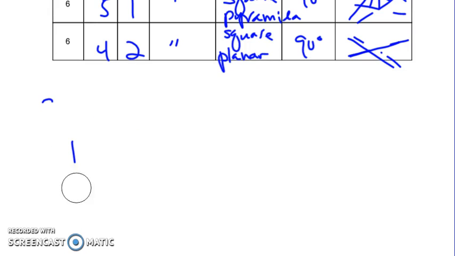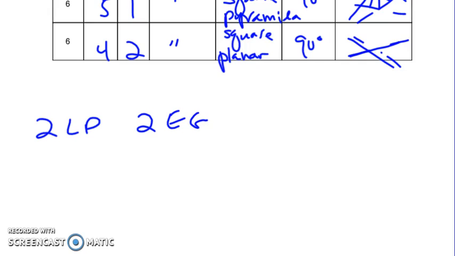Let's try another one. How about 2 lone pairs and 2 bonding groups? What's the shape? All right, so if you have 2 plus 2 is 4, it's tetrahedral. What are you going to do next? You're going to erase 2 of them, and it is bent. So that's how you play the game, and that's probably what we're going to be doing in class. All right, let's go on to the next one.